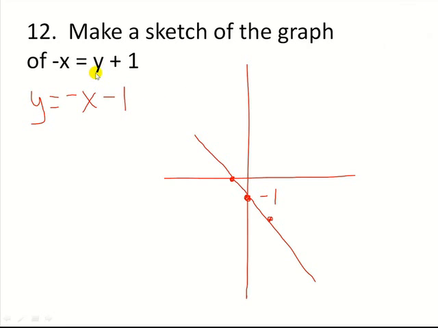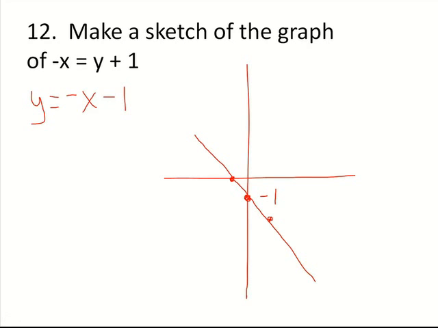Well, we need to put this in slope-intercept form. Make a sketch of the graph of negative x equals y plus 1. If I subtract 1 from each side, then I wind up with negative 1 minus x equals y. Swapping, turning it around, I then wind up with y equals negative x minus 1. So the slope of my line is going to be a negative 1, and I'm going to cross the y-axis at negative 1, and here I have that. So if you did something that looks like this, you're getting it right.